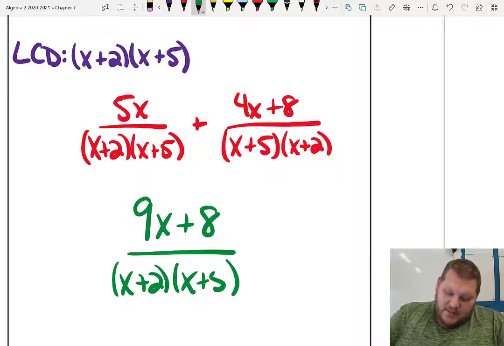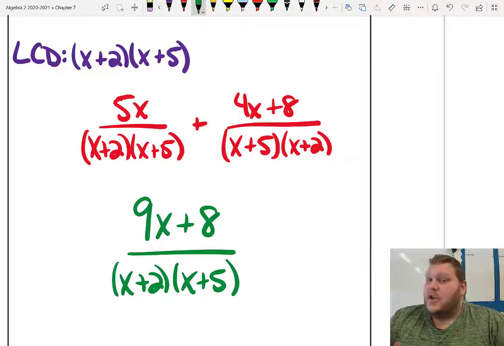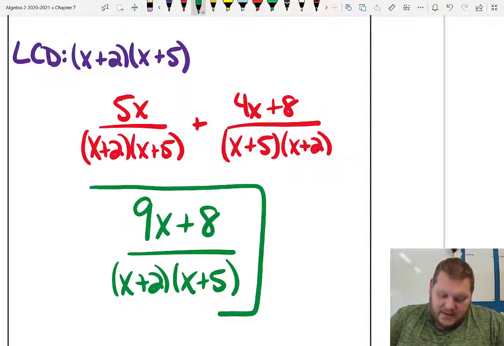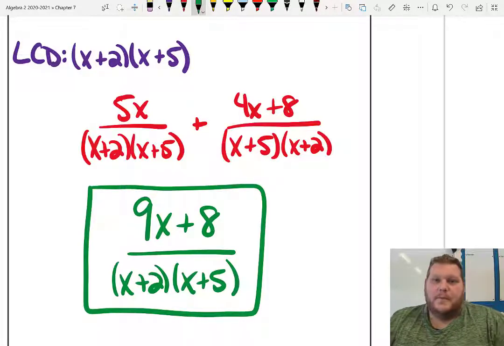And I just have to check to see if my numerator factors out at all, so I can see if anything cancels. 9 and 8 don't have anything in common, so there's no GCF. It's not anything that's factorable. So this, once again, is my final simplified form.